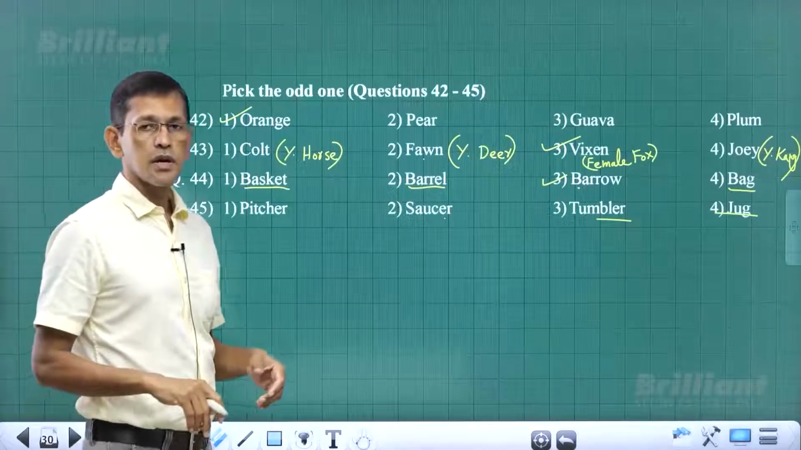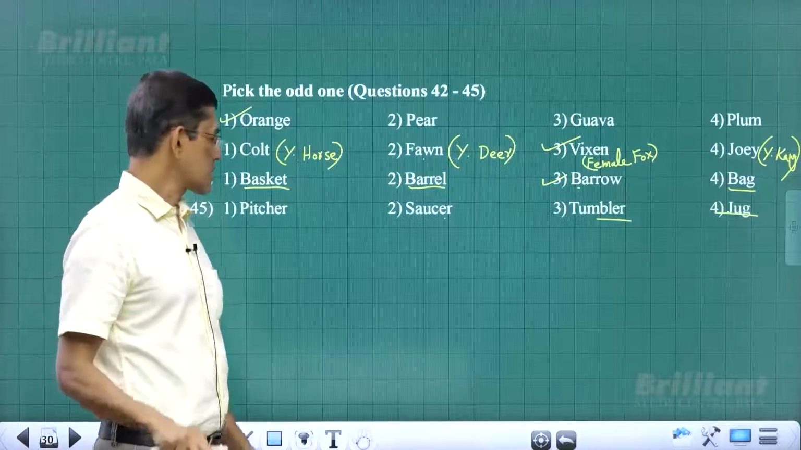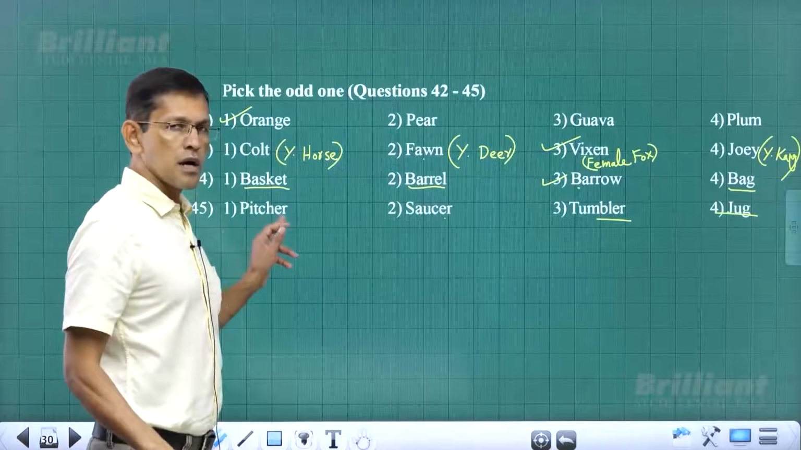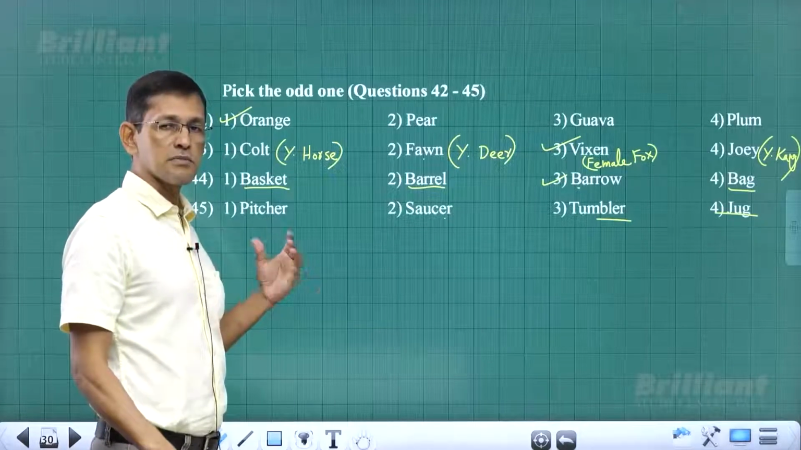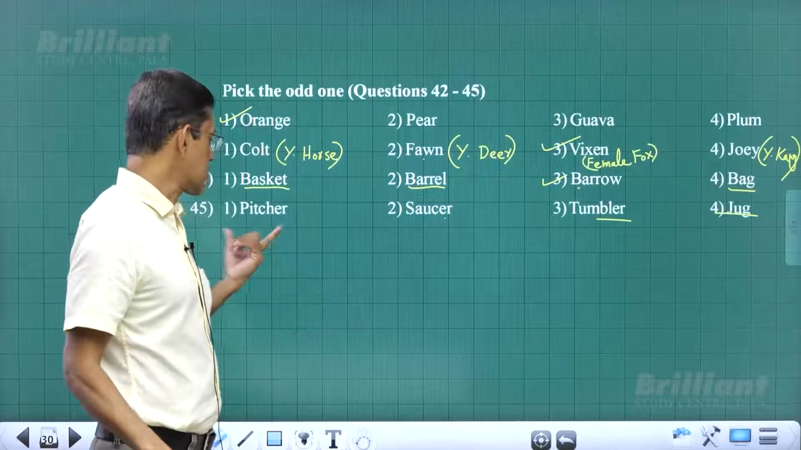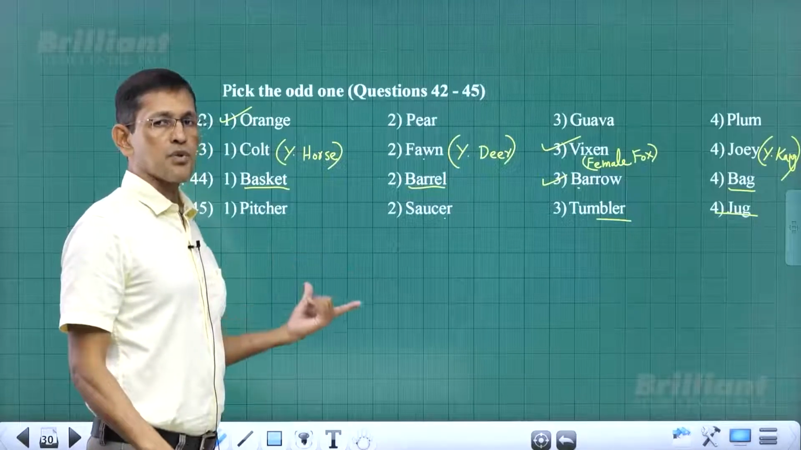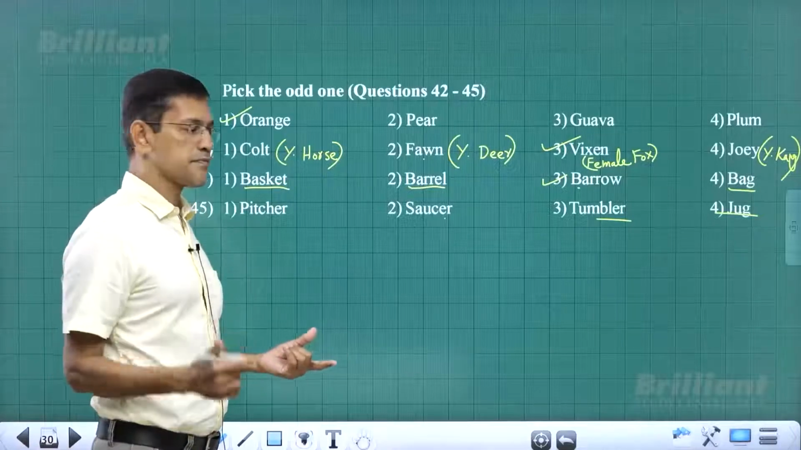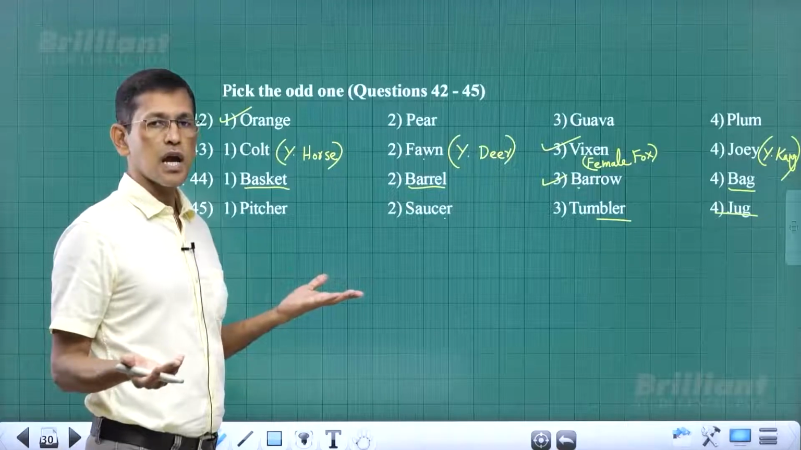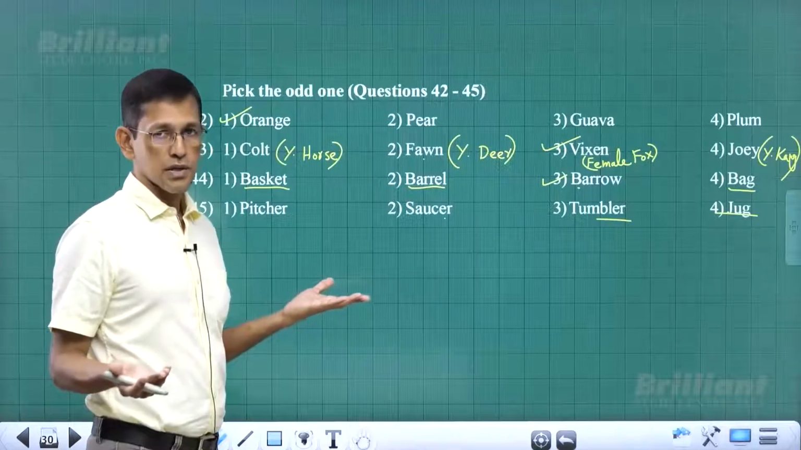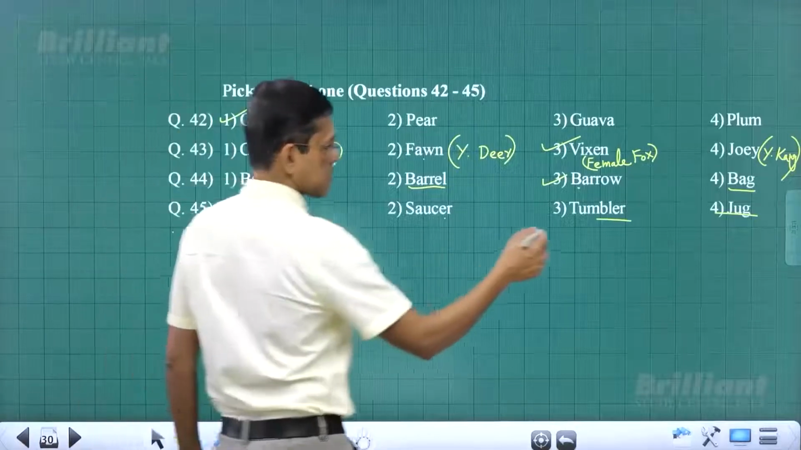What is pitcher? Pitcher is again something like a jug. Especially this word is used when it is alcoholic beverages, something like beer. Usually in some of the pubs they use this word pitcher, one pitcher of beer. So that is what it is. So pitcher, anyway, it is something which is a glass vessel to keep liquid. So that is the meaning. So pitcher and tumbler and jug.